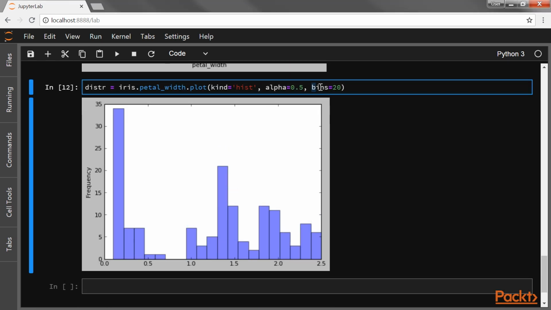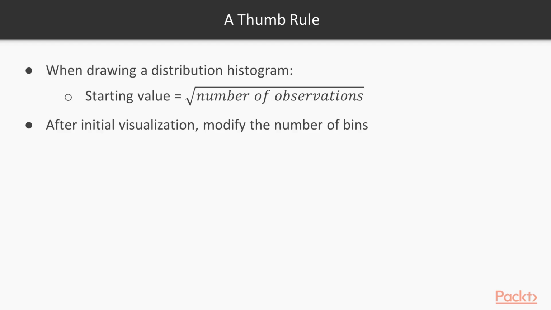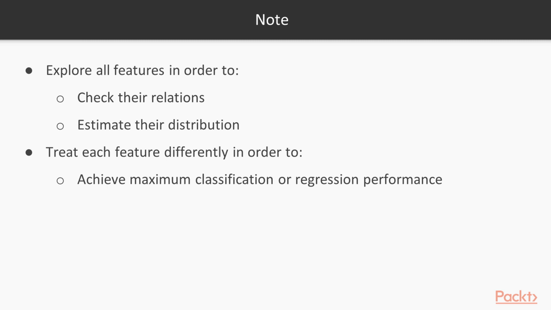As you can observe, we chose 20 bins after a careful search. In other situations, 20 bins might be an extremely low or high value. As a rule of thumb, when drawing a distribution histogram, the starting value is the square root of the number of observations. After the initial visualization, you'll need to modify the number of bins until you recognize a well-known shape in the distribution. We suggest that you explore all the features in order to check their relations and estimate their distribution. In fact, given its distribution, you may decide to treat each feature differently in order to subsequently achieve maximum classification or regression performance. That's all for this video.